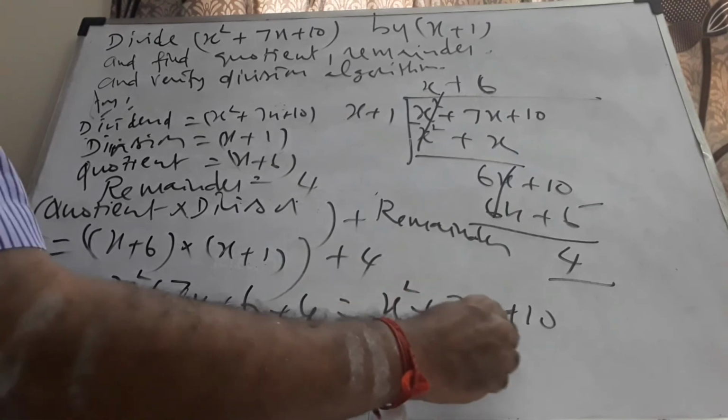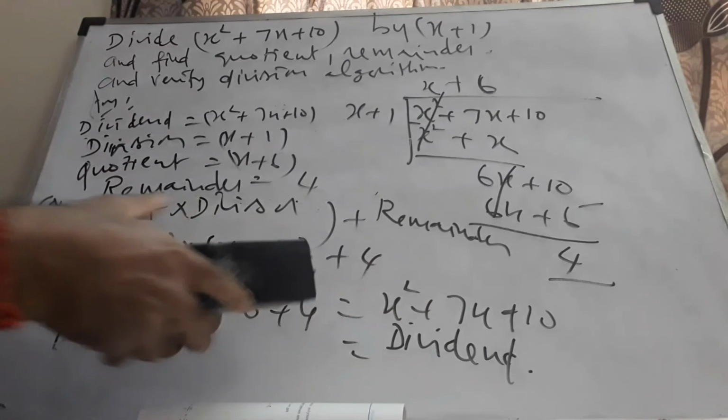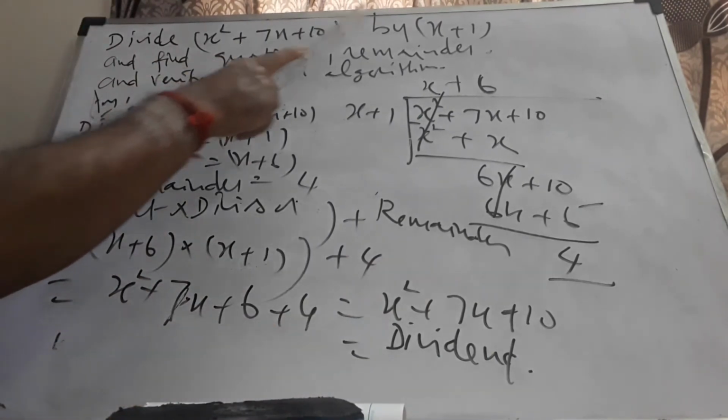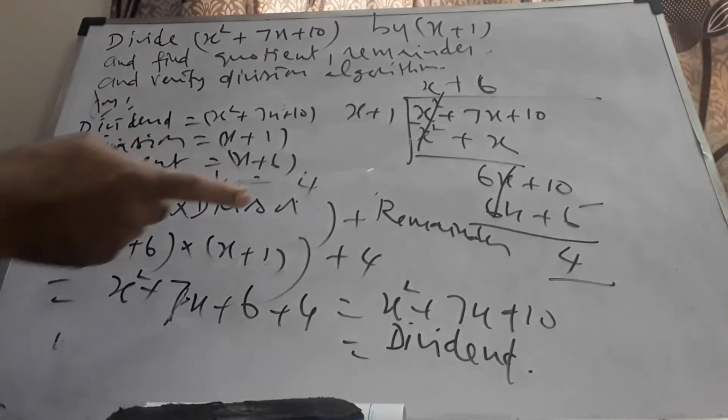You can give the conclusion. Thus, the division algorithm is verified for the given polynomials. Let me repeat the answer once again. Divide x square plus 7x plus 10 by x plus 1 and find the quotient and remainder and verify the division algorithm.